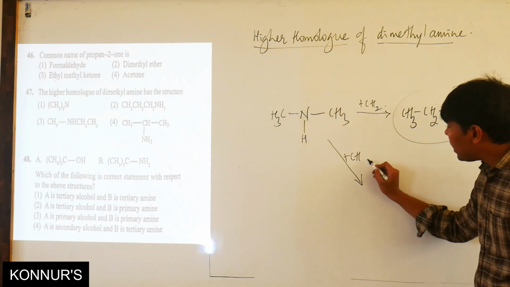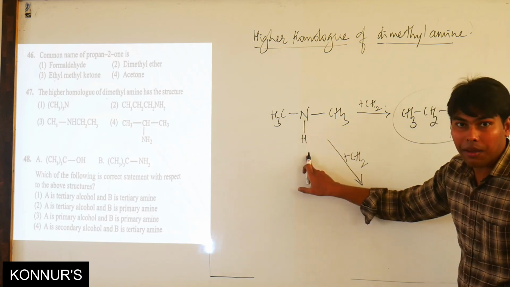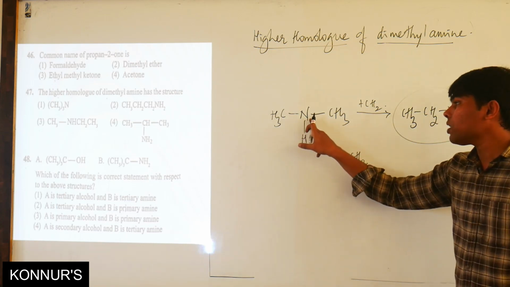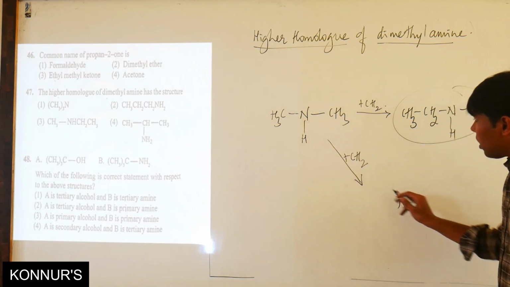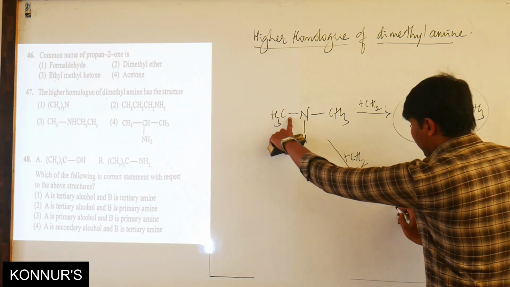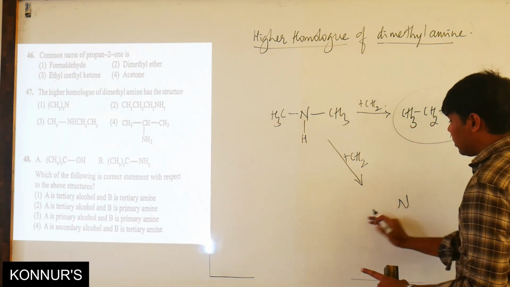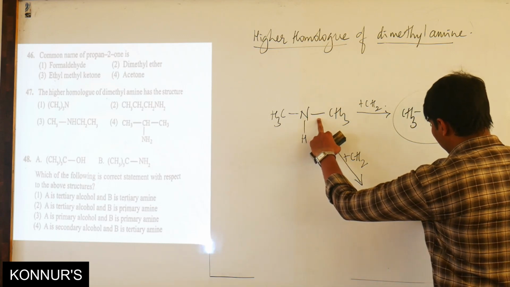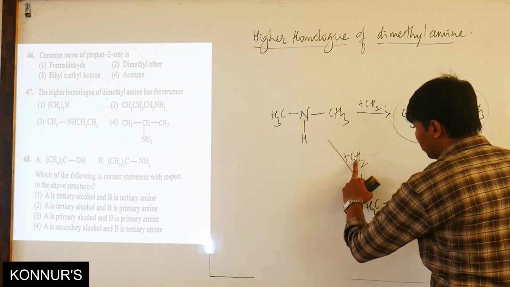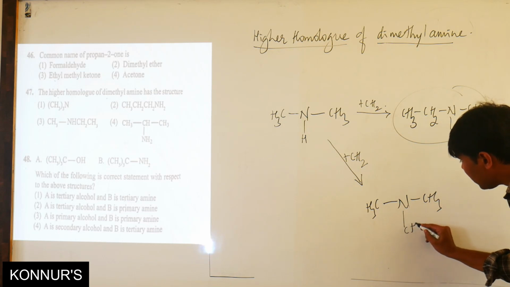Now I will add that CH2 group on this valency where the bond is present between nitrogen and hydrogen. Here what happens is nitrogen remains same, single bond remains same, that single bond remains same, and there is a methyl group. Here is also a methyl group. This hydrogen adds to the CH2 group, and that becomes CH3.